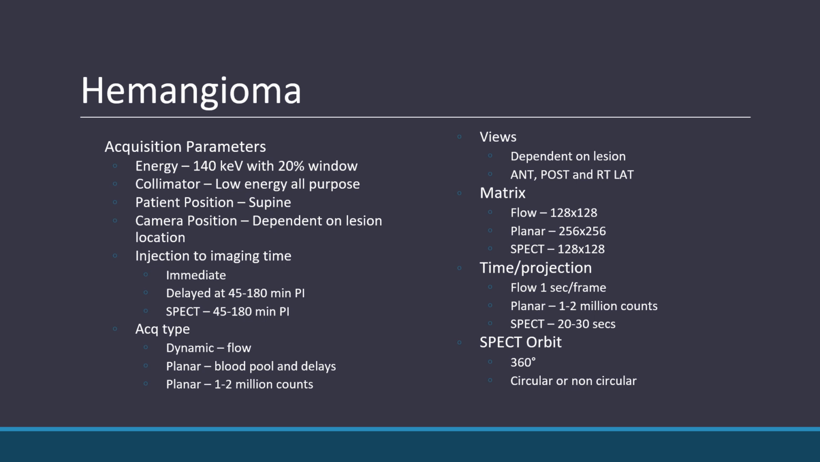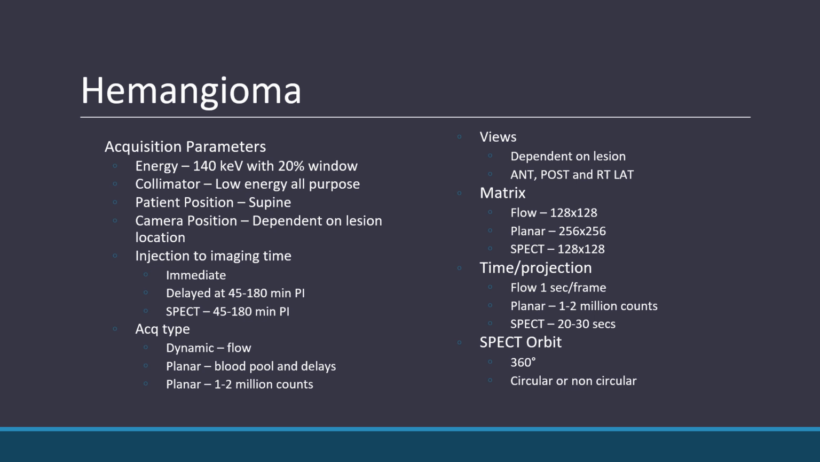These are the acquisition parameters. Energy is 140 keV with a 20% window. Collimator is low energy all-purpose. Patient position is supine. Camera position is dependent on the lesion location. Injection to imaging time is immediate, followed by immediate flow and blood pool imaging, followed by delayed blood pool imaging 45 to 180 minutes later. And so it's anywhere from about 1 to 3 hours later. And then the SPECT is done at the delayed imaging.